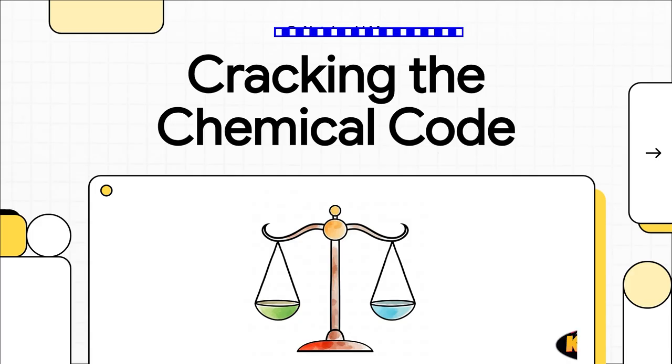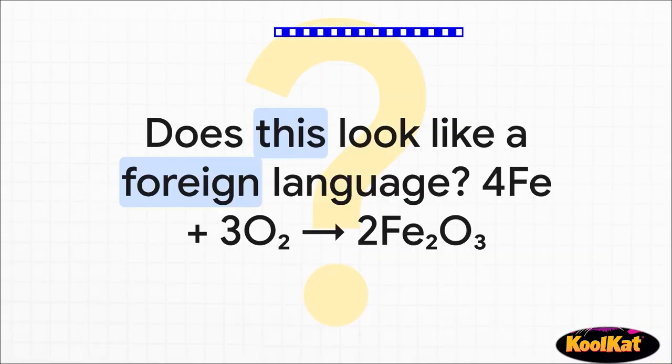Today, we're going to tackle something that I promise you will see on the GED Science test: balancing chemical equations. Okay, let's just dive right in. When you see something like this pop up on the screen, does your brain kind of just shut down? Yeah, I totally get it. It looks like some kind of foreign language or a secret code, right?